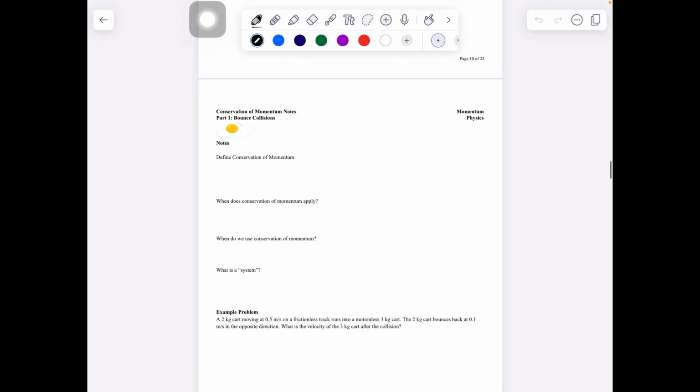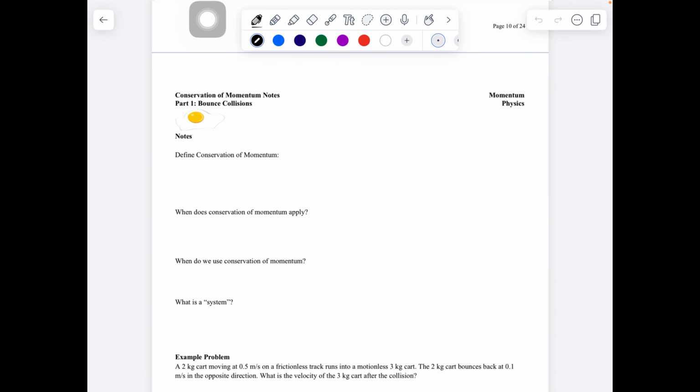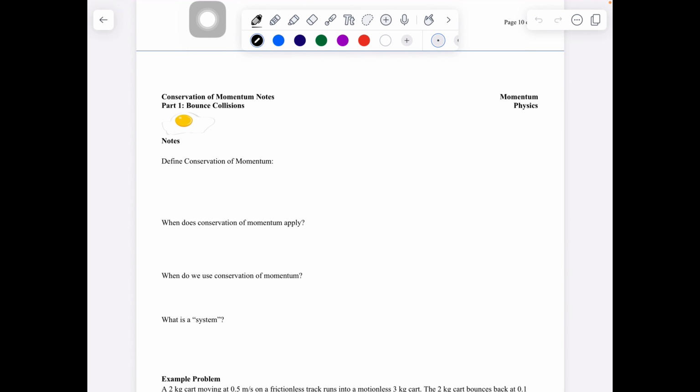Alright, today we're going to start our notes on conservation of momentum, specifically with bounce collisions. Now, when we're looking at this, you're probably reminded of our work and energy unit, right? Because in energy, we had different types of energy, and that energy was conserved. You drop a ball, gravitational turns into kinetic. Well, conservation of momentum is the same idea.